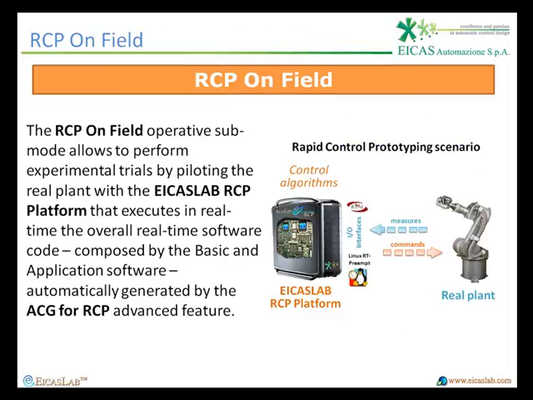The RCP On Field submode allows to perform experimental trials by piloting the real plant with the EICASLAB RCP platform that executes in real time the overall real-time software automatically generated by the ACG for RCP, meaning Automatic Code Generation for Rapid Control Prototyping, advanced feature.